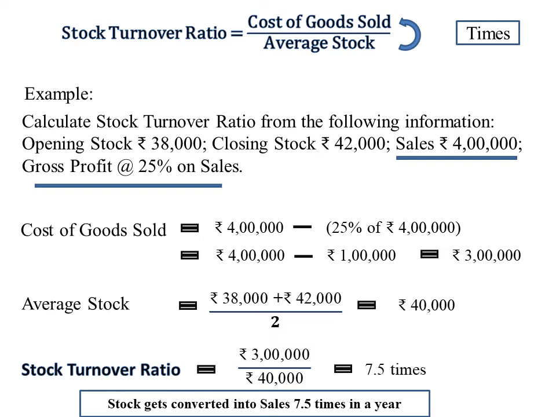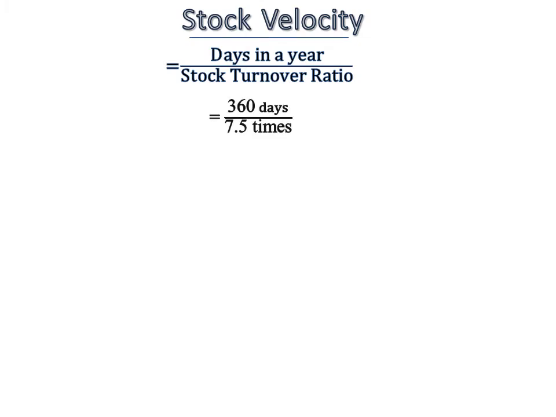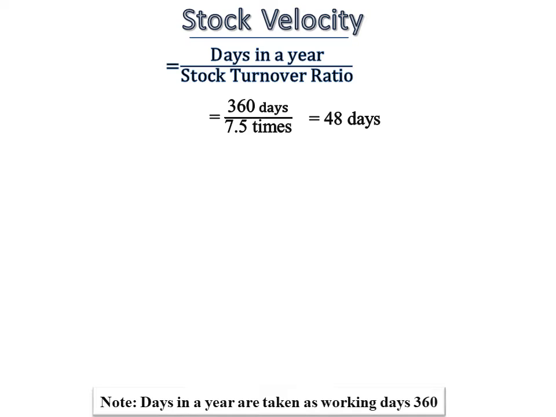We can also check how many days this stock takes to get converted into sales with the help of stock velocity. Stock velocity is calculated by dividing days in a year by stock turnover ratio. Therefore, stock velocity in days is equal to 360 days divided by 7.5 times, that is 48 days. Now, here we consider only working days, therefore, days in a year are taken as 360 days.